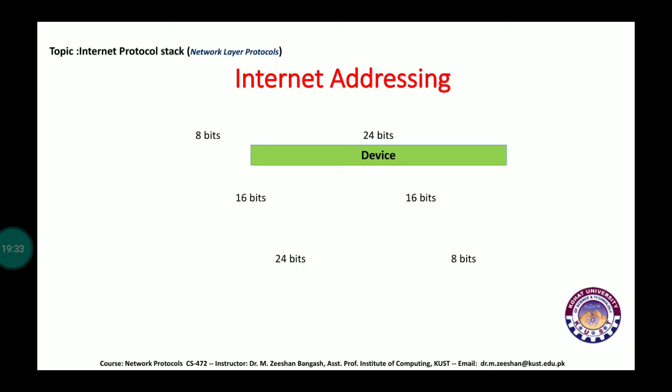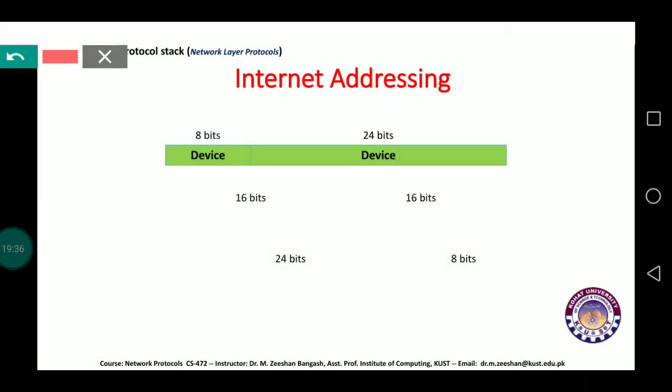This is an example which is known as a class A IP. We call it a class A IP, in which the first 8 bits comprise the network. It's basically an example of class C IP, in which the last 8 bits are the device address, and the remaining part is basically the network address.